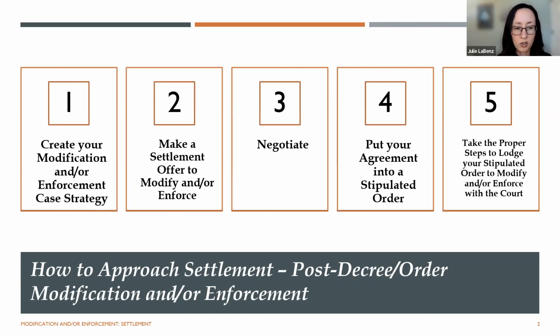So once you've created your case strategy, then you can make a settlement offer, because once you have your strategy, you understand what your requested outcome is. And so then you're in a position to make a settlement offer. You can engage in negotiations, see if you can resolve the issue. And then you can put that agreement into a stipulated order and file that with the court. And then once the judge signs the order, your matter is resolved.